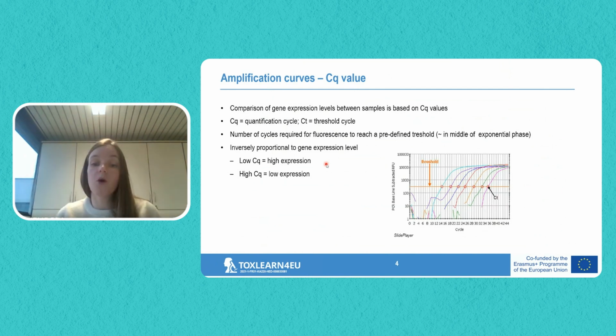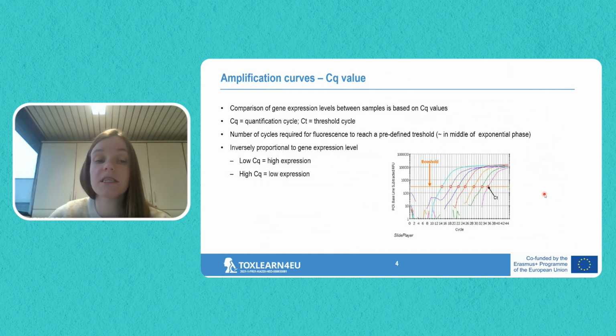Then to obtain data using real-time PCR, the device will generate a so-called amplification curve for each sample. You can see an example of such amplification curves in this graph over here. On the x-axis, you can see the number of cycles that have passed during a PCR reaction. And on the y-axis, you can see the fluorescence intensity plotted on a logarithmic scale. Each curve here corresponds to the amplification in one specific sample.